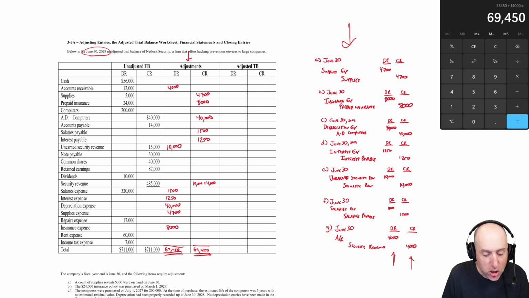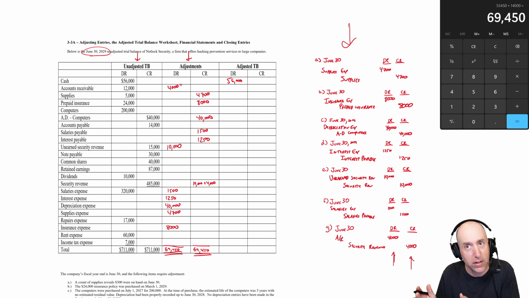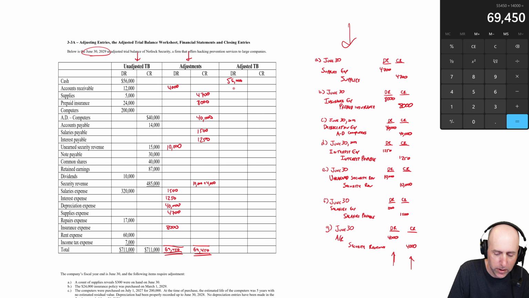On to the adjusted trial balance, and all you're doing is summing the unadjusted trial balance with the adjustments. So 56,000, there's no adjustment. So 56,000 debit, no adjustment. So it just stays at 56,000. 12,000 debit and a 4,000 debit. If you have two debits, add them together, you get a bigger debit. So 12 plus 4 is 16.